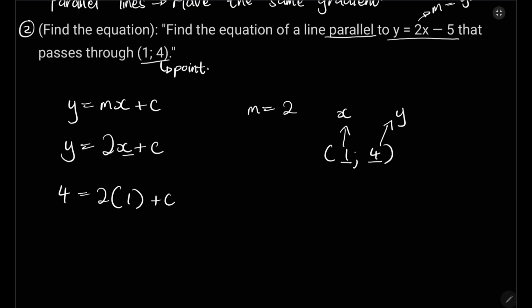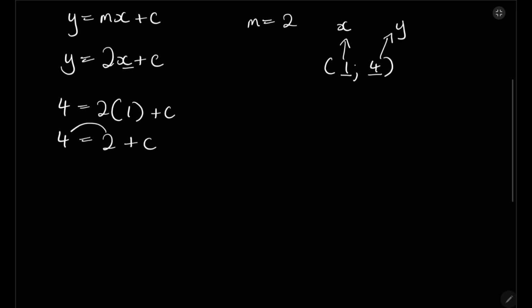Now let's solve for c. We have 4 is equal to 2 times 1, which is 2, plus c. Let's take this to that side. This is positive 2. It crosses the equal sign. 4 minus 2 is equal to c. 4 minus 2 is 2, so 2 is equal to c. Therefore, c is equal to 2.